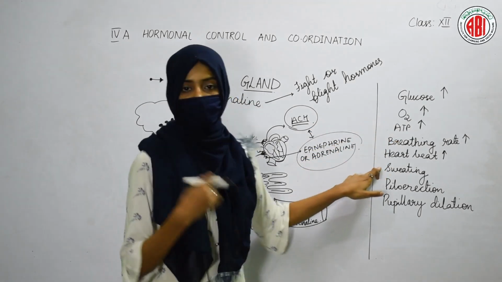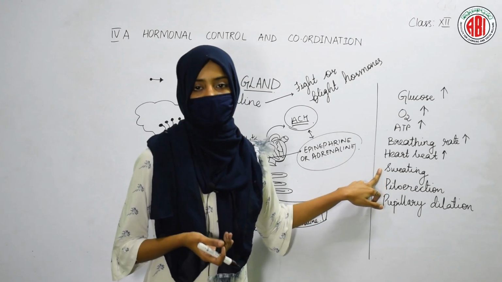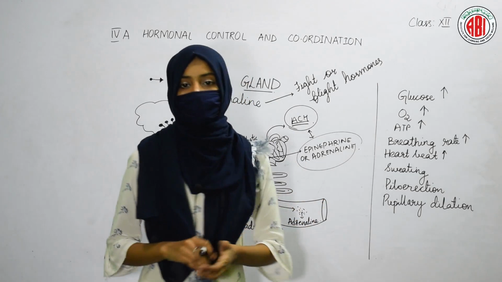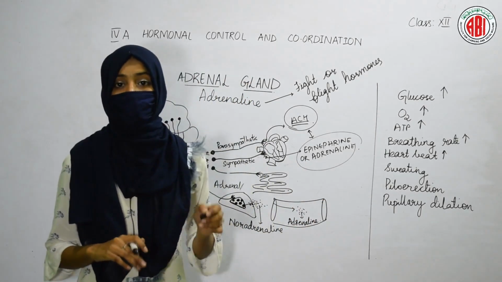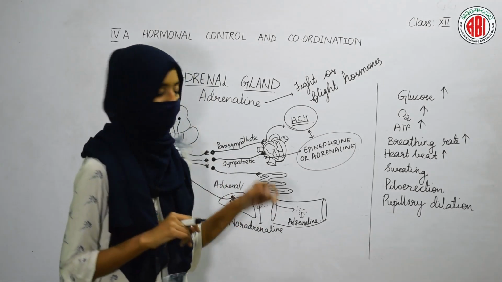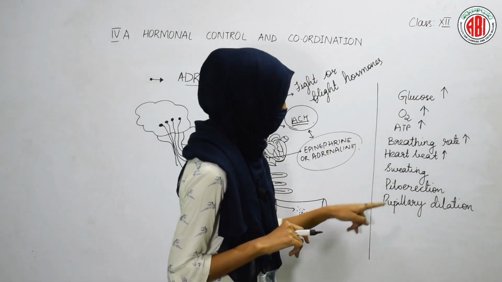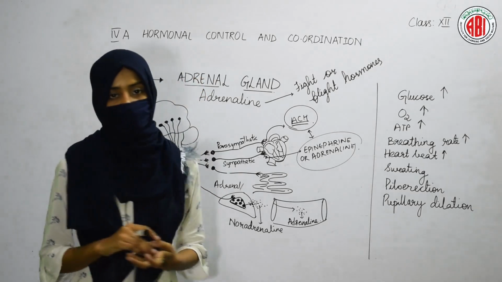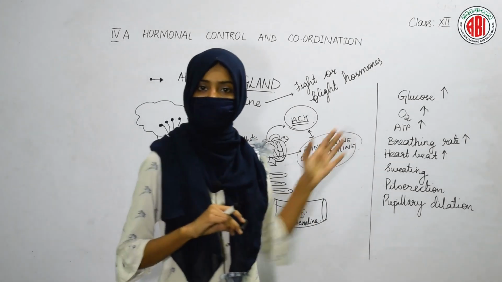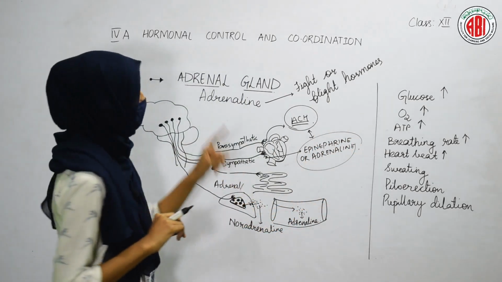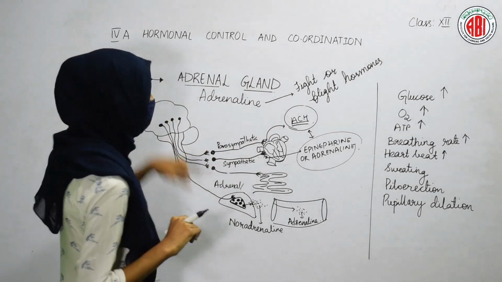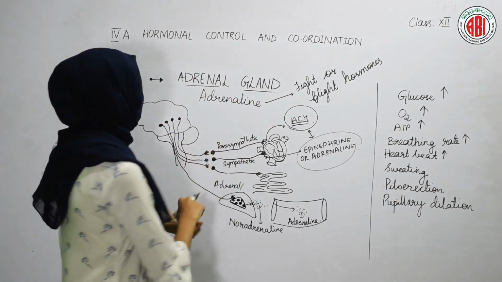Besides this, the body of an individual sweats. The person starts sweating, and you can also see piloerection. Here piloerection means goosebumps. The erection of the hairs you can see is called goosebumps. We can also term it piloerection. And besides this, pupillary dilation can also be seen. Our pupils start dilating. So all these changes occur in our body to face a fight or flight situation by the secretion of a hormone called adrenaline.